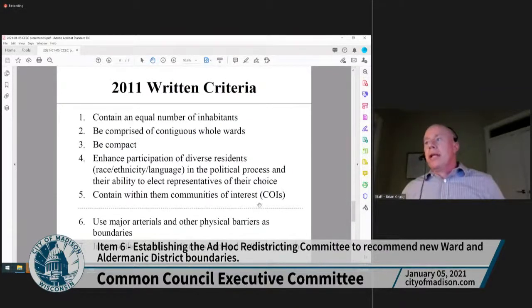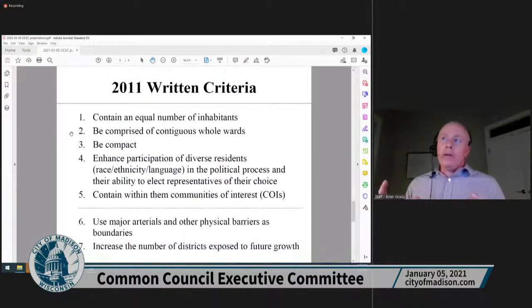And then on those written criteria, the top 5 above the dash line, these are all called for in state law. By state law, we've got to equalize the population. Aldermanic districts must be comprised of contiguous wards. We can't have bits and pieces of geography in an aldermanic district. We want to make them compact. This is the kind of principle. We want shapes more like a square or a rectangle and not elongated geographies.